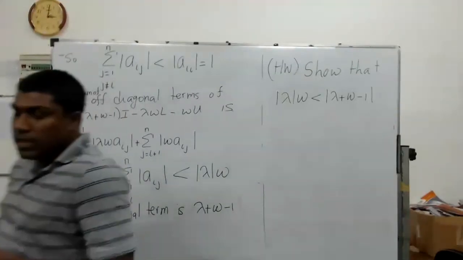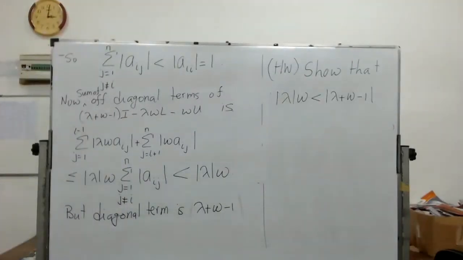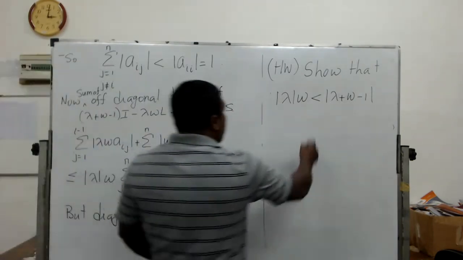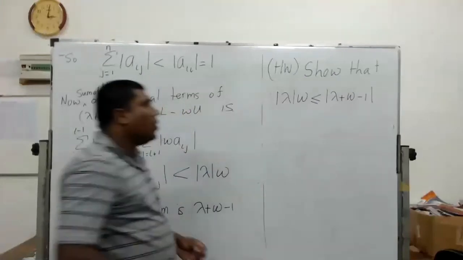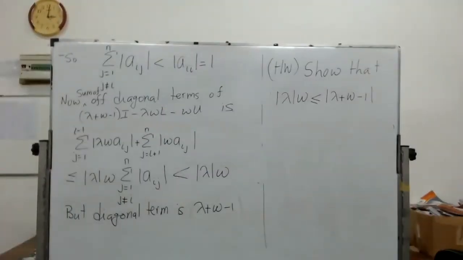Right, so this is just a simple mathematical work, right? So I want you to show that this is less or equal to lambda plus omega minus 1, right? So this is just simple calculation. Let me write down the hint here, right?